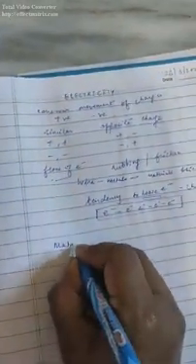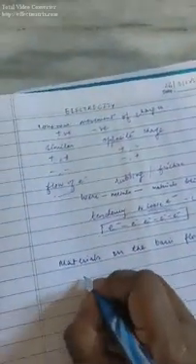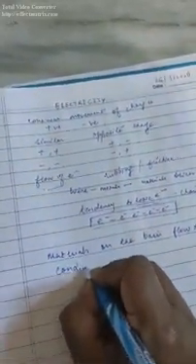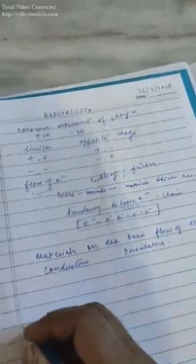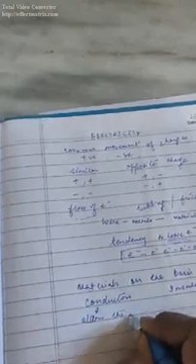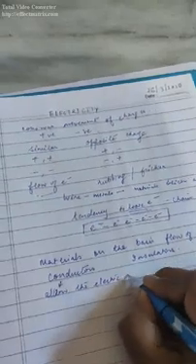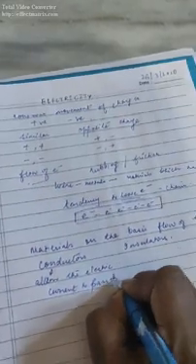Different types of materials on the basis of flow of electricity. There are two types of materials, conductors and insulators. Conductors are those materials which allow the electric current to pass through.